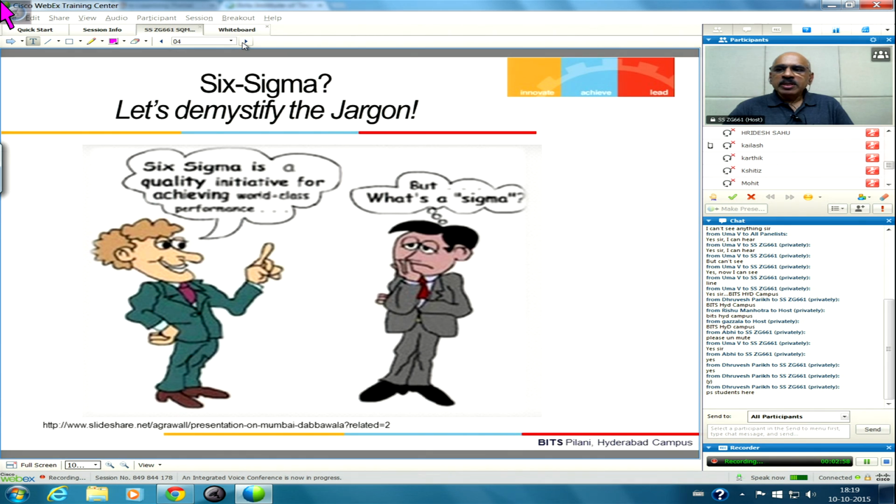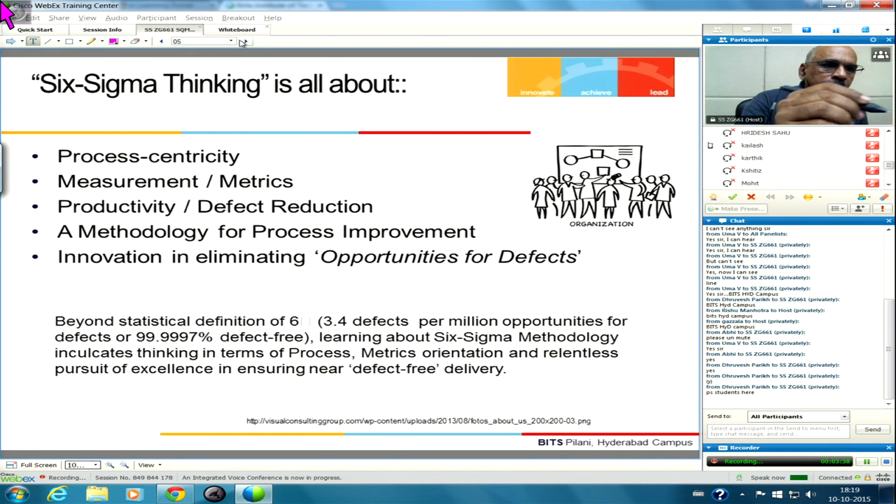So let us try to demystify the jargon. People say Six Sigma is a quality initiative for achieving world-class performance. That is just in English. And when you hear the word Six Sigma, people ask what is Sigma, so that we know what is Six Sigma. By the way, most of the visuals and content of these slides are borrowed from net sources, so I have rightfully acknowledged the original authors.